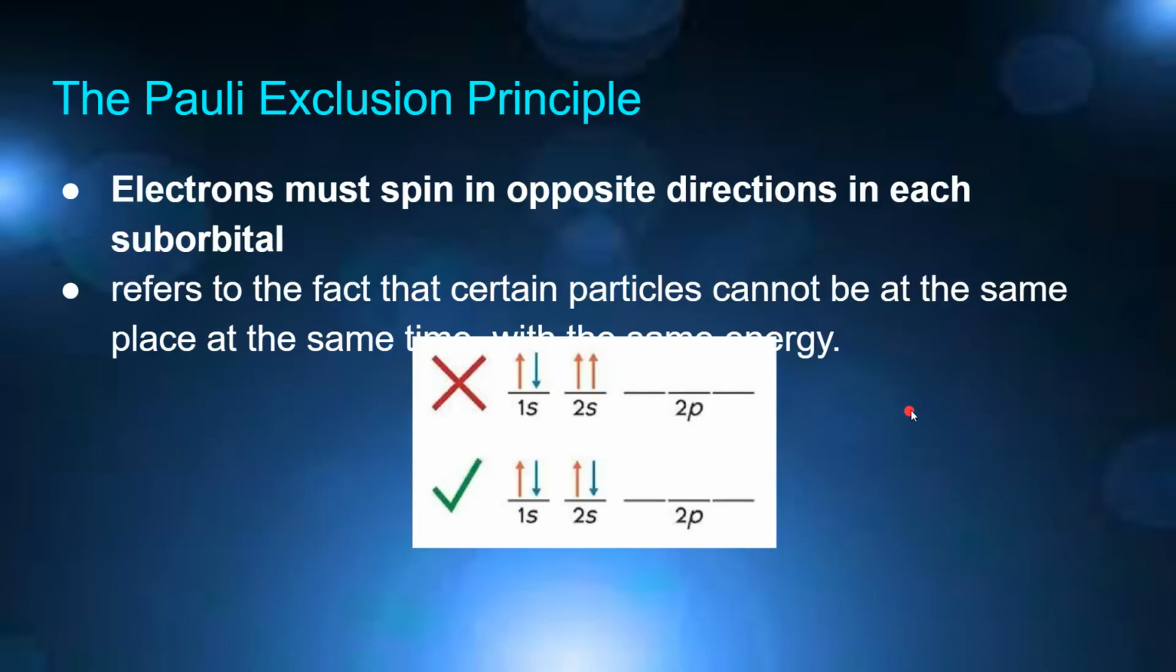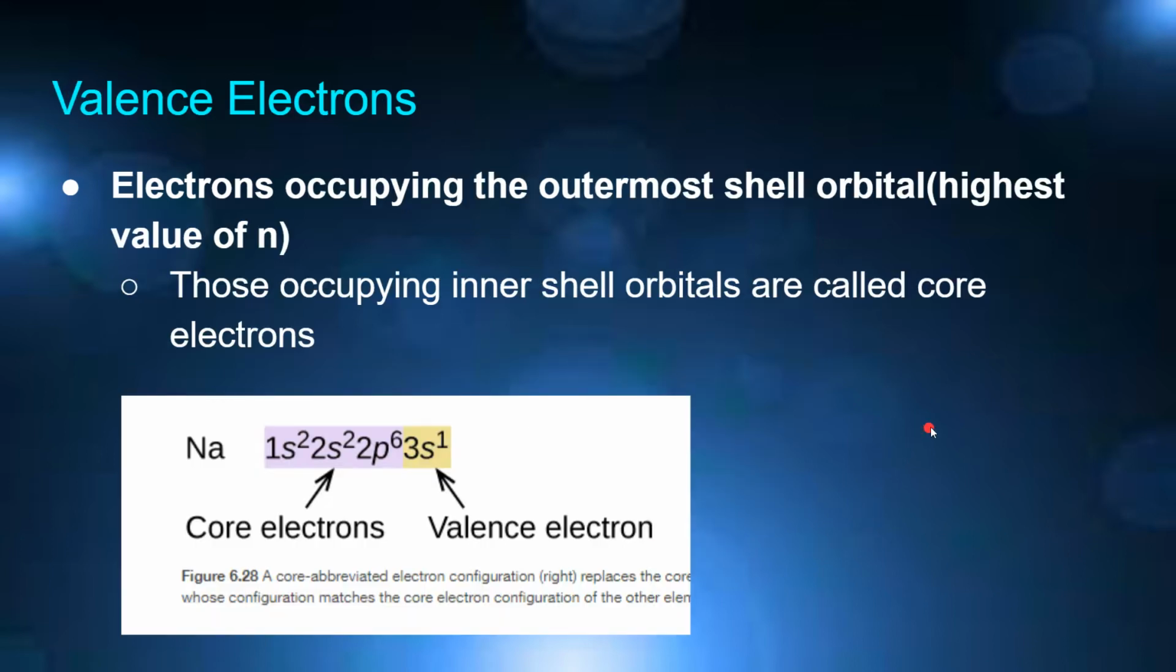So that's Hund's rule. The Pauli exclusion principle: electrons must spin in opposite directions in each suborbital. This refers to the fact that certain particles cannot be at the same place at the same time with the same energy. I know that got cut out, but it says same time, same energy here. So we cannot have 2 up arrows. Instead, we need to always have one going one direction and one going another direction.